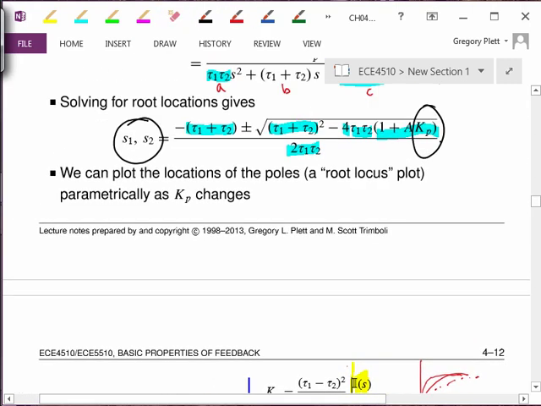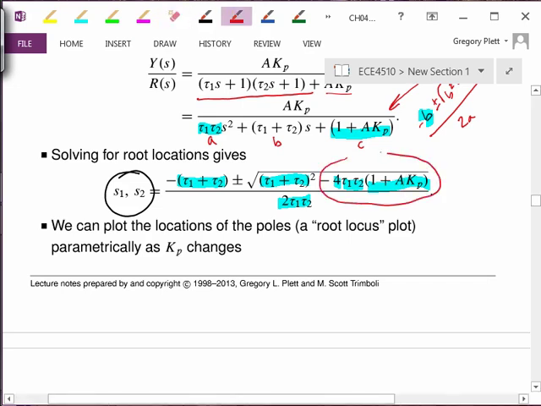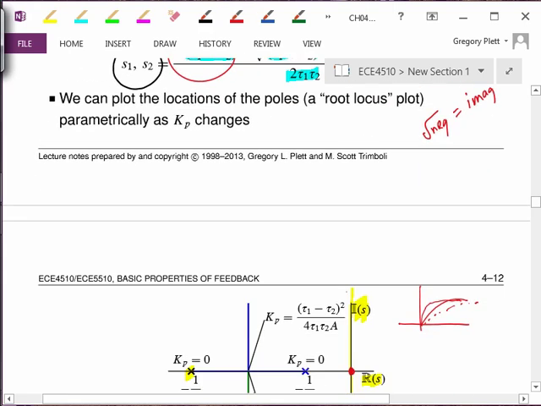It may not be obvious otherwise, but here what happens is if I make K large enough, then that term is bigger than the tau 1 plus tau 2 squared, and the thing inside of the square root becomes negative. And when I take a square root of a negative number, I get an imaginary number. So I have real plus or minus imaginary divided by real.